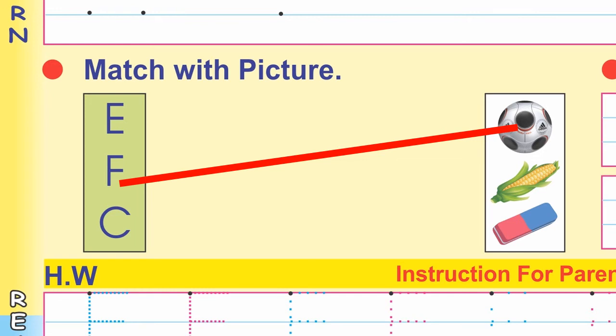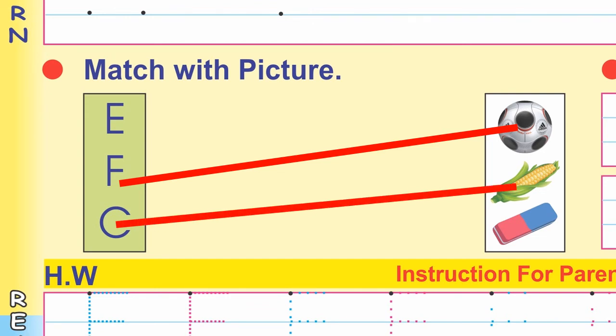What is this? Corn. Corn produce the sound of K. C. Corn. So we will match corn with C. Then E, eraser. What is this? Eraser. E, eraser. We will match E with eraser.